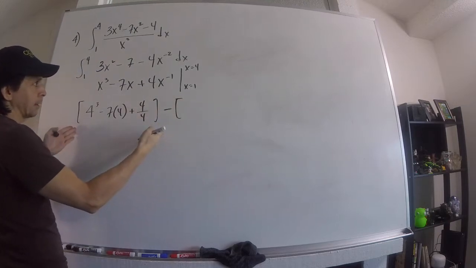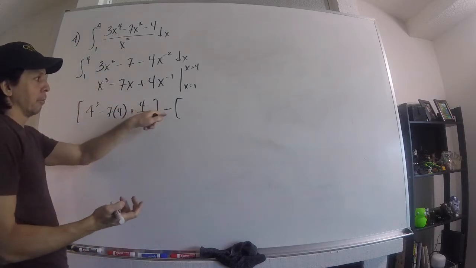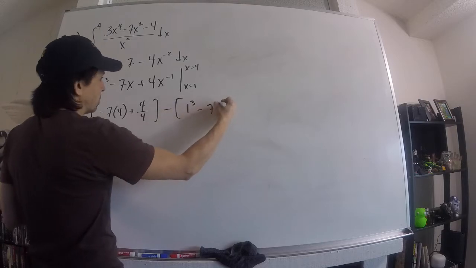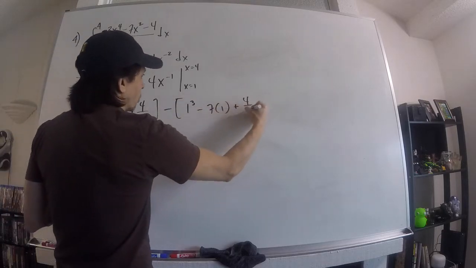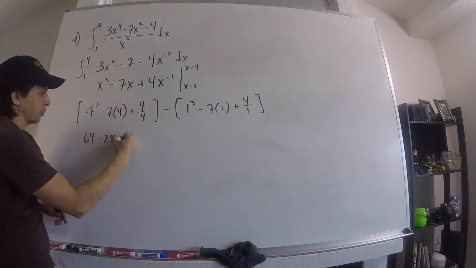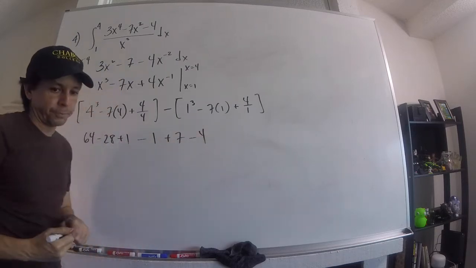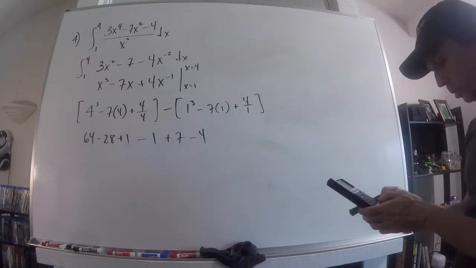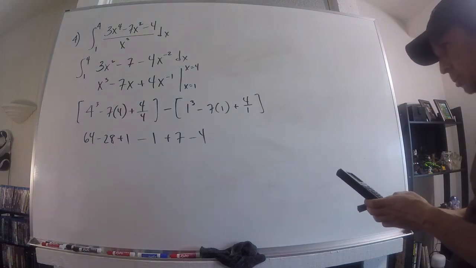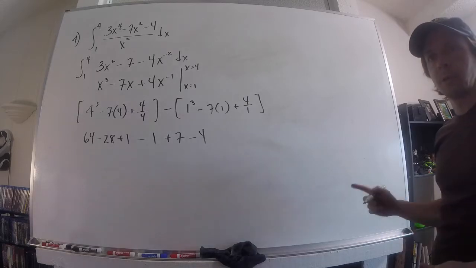All that's my antiderivative at 4. I'm going to use brackets for my antiderivative at 1, so I'm careful with my minus sign applying to all of those terms. 1 cubed minus 7 times 1 plus 4 over 1. All right, 64 minus 28 plus 1 minus 1 plus 7 minus 4. Can I do that in my head? I don't really want to. 39. 39? Yep.